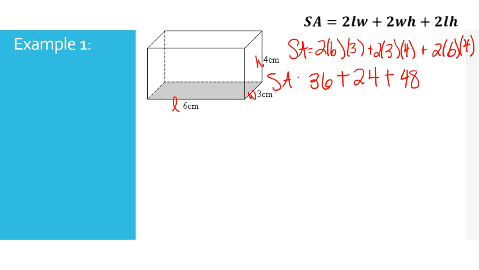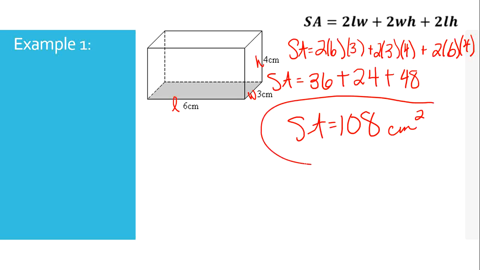So now you're going to add all those numbers up. 36 plus 24 plus 48. So surface area's final answer is going to be 108. Don't forget your units, centimeters, and remember surface area is squared units, so centimeters squared, just like area.